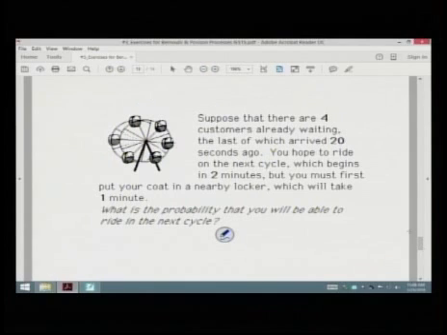Okay, what about the next example then? Suppose that there are 4 customers already waiting in the line, the last of which arrived 20 seconds ago. You hope to ride on the next cycle, which begins in 2 minutes. But you must first put your coat in a nearby locker, which will take 1 minute. Then what is the probability that you will be able to ride in the next cycle?